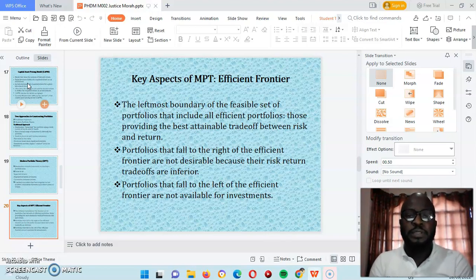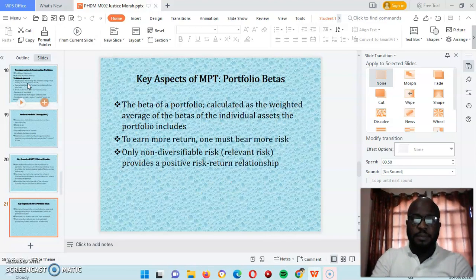The efficient frontier is the leftmost boundary of the feasible set of portfolios that includes all efficient portfolios, those providing the best attainable trade-off between risk and return. Portfolios that fall to the right of the efficient frontier are not desirable because their risk-return trade-offs are inferior. Portfolios that fall to the left of the efficient frontier are not available for investment.